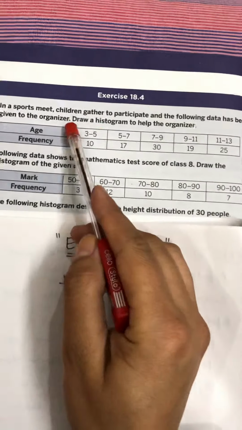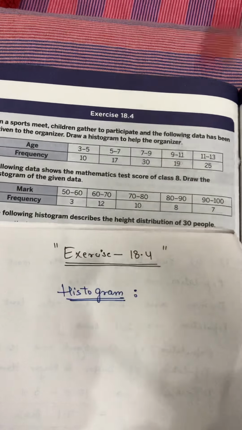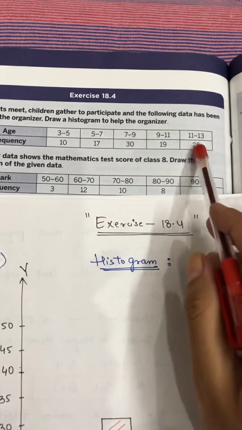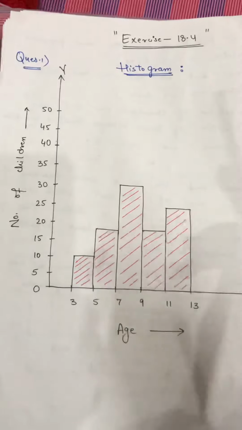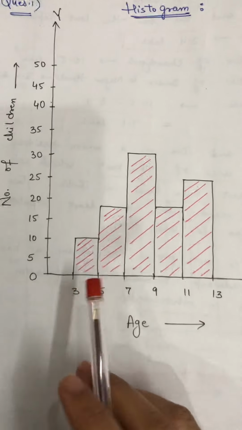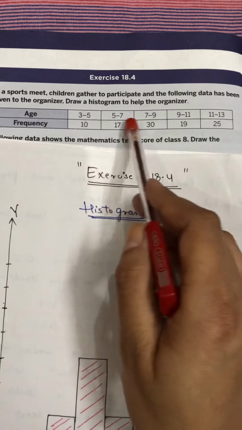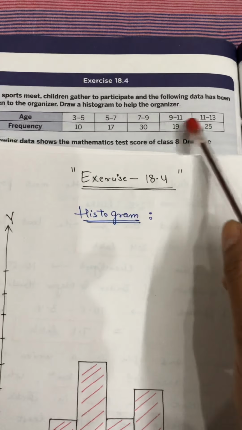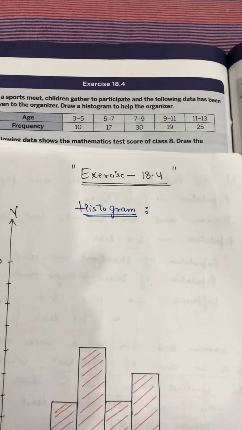See, age will come on the x-axis and frequency will come on the y-axis. The largest is 25, so I'm taking a gap of 5. Now on the x-axis, these are the ranges given: 3 to 5, 5 to 7, 7 to 9, 9 to 11, 11 to 13.